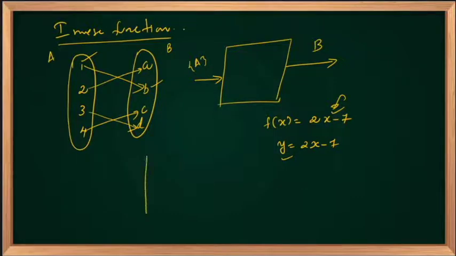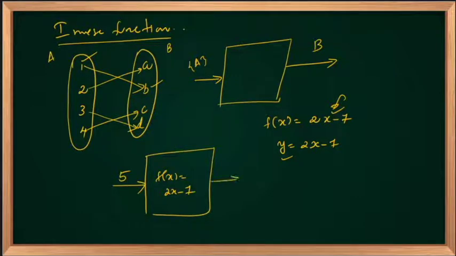So let me take this function, that is f of x is equal to 2x minus 7. And if I give the value here, maybe 5, okay, then the answer will be 3, right? Because 2 into 5 is 10, 10 minus 7 is 3. So if I give the input 5, the output will be 3, right? Now my question is, if I give the input as 3, can I get the value 5 back?